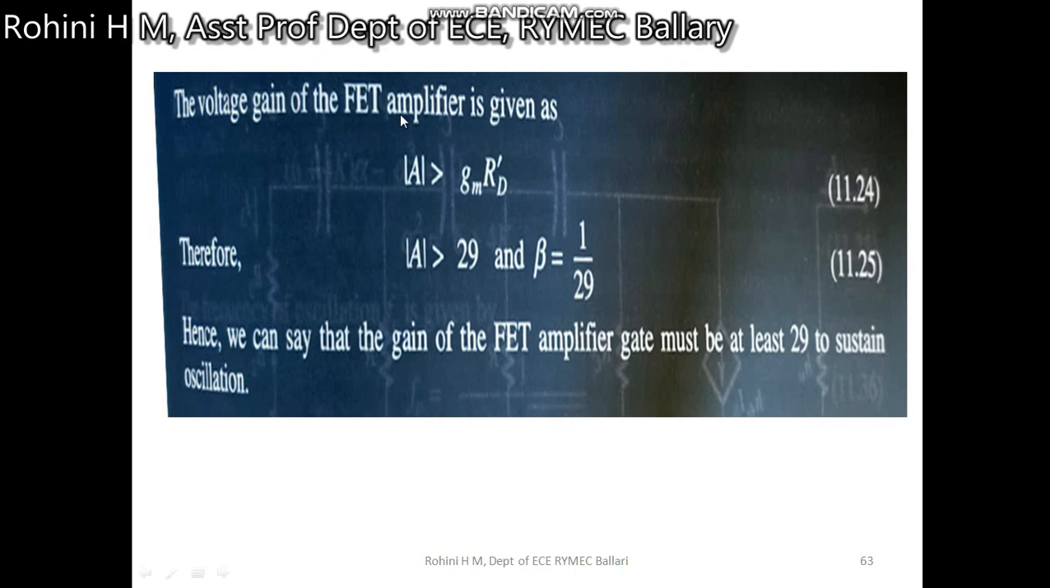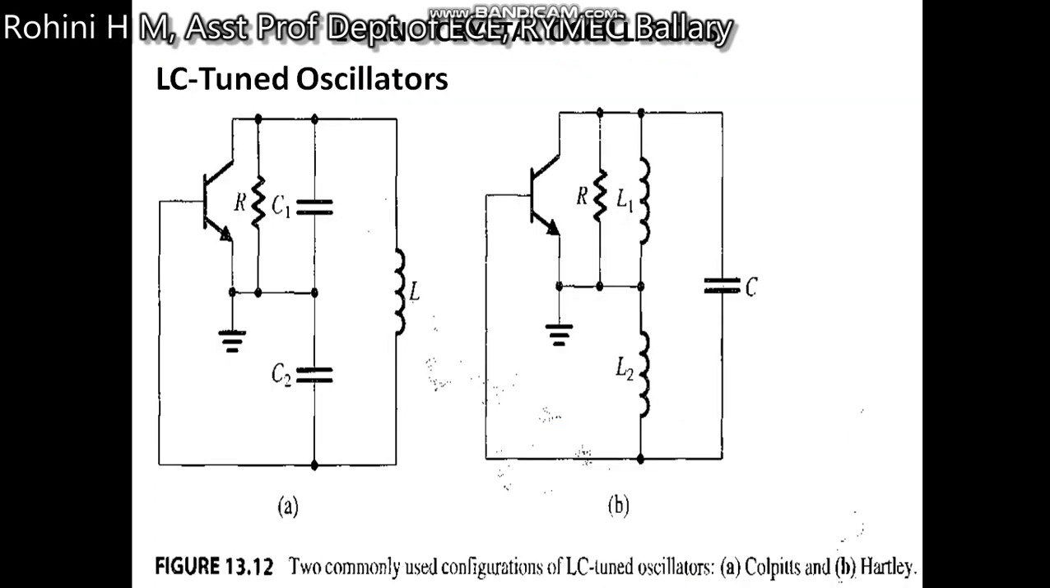Then the voltage gain of the FET amplifier is given as, voltage gain magnitude of A is nothing but gm RD', and therefore the voltage gain must be greater than 29, since beta is equal to 1 divided by 29. So we can say that the gain of the FET amplifier must be at least 29 to sustain the oscillation. It must be 29 to sustain the oscillation. So the next topic is the LC and crystal oscillator.